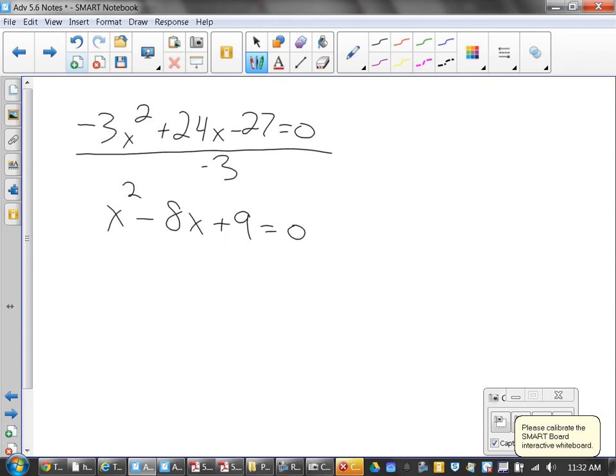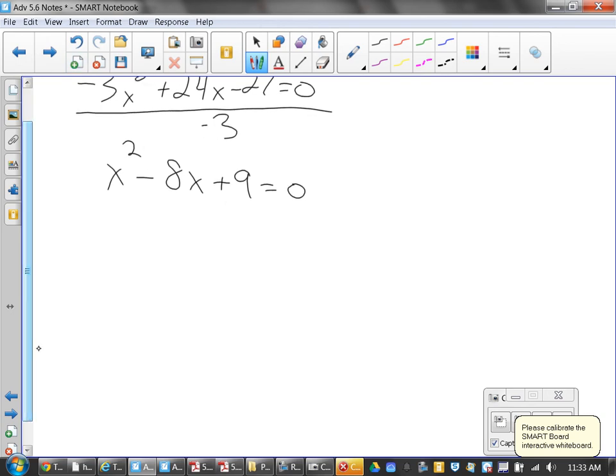Now, if I wanted to factor this, I'd say, okay, what times what is positive 9, but I add together to get -8? I can't. You see that? It won't work. So in this case, even if it was one of those that said use whatever you want, I would probably complete the square here because this middle term is even. It's a little bit quicker.